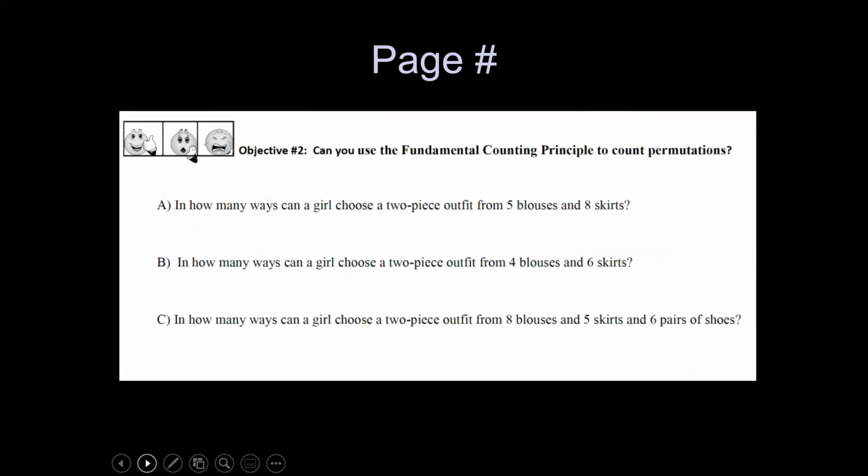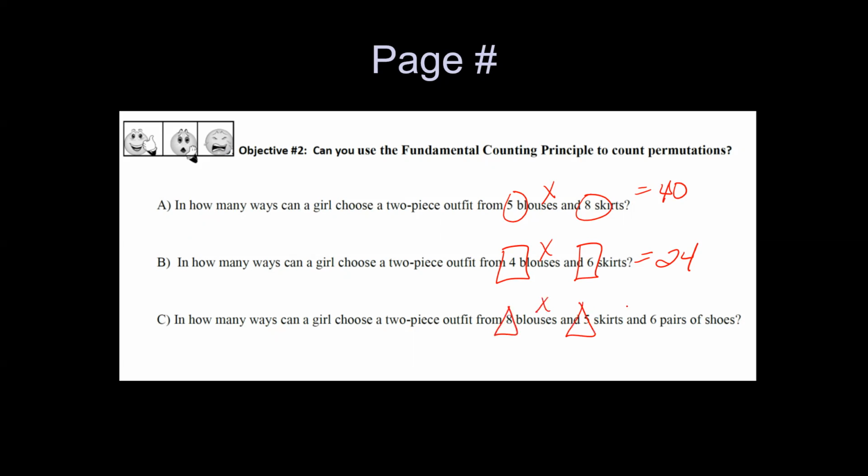Objective number 2, let's go ahead and take a look at this one here. For this one, it's asking you how many different ways can a girl choose a 2-piece outfit: 5 blouses, 8 skirts, multiply them together. You should have 40. Similarly, 4 blouses, 6 skirts, multiply them together. 24 different variations. 8 blouses times 5 skirts times 6 pairs of shoes. That's going to give you 40 times 6. 4 times 6 is 24. Don't forget the 0. So 240 different combinations.